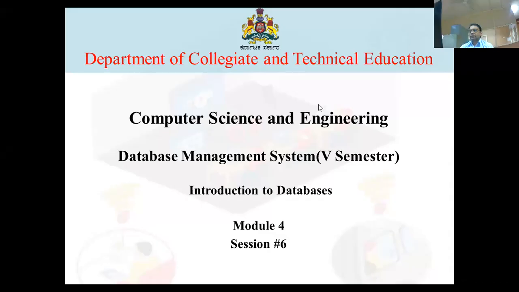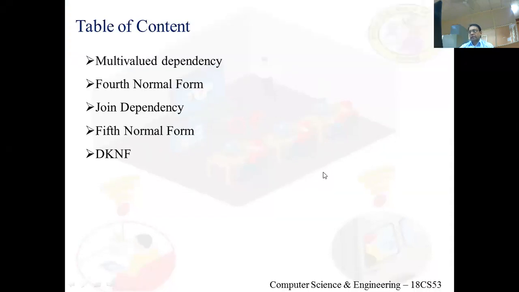So this is the sixth video in module number 4. In this video, I'll be discussing multi-valued dependency, the definition of multi-valued dependency, and some examples of multi-valued dependency. Fourth normal form, which is based on the concept of multi-valued dependency. Join dependency, the definition of join dependency and an example of join dependency. Fifth normal form, which is based on join dependency. At last, I'll be discussing the domain key normal form.